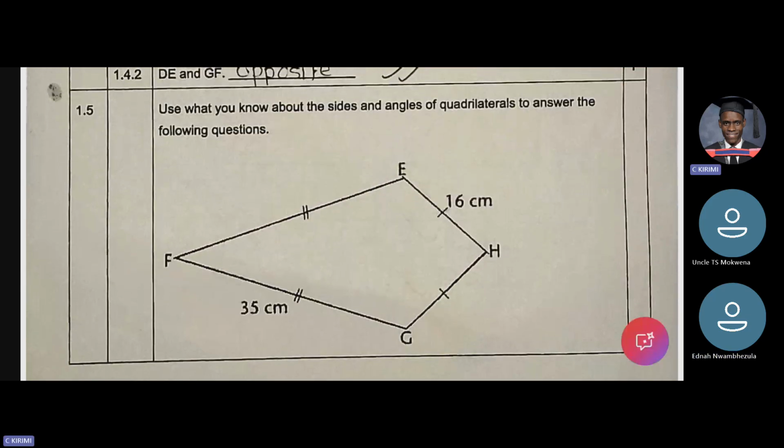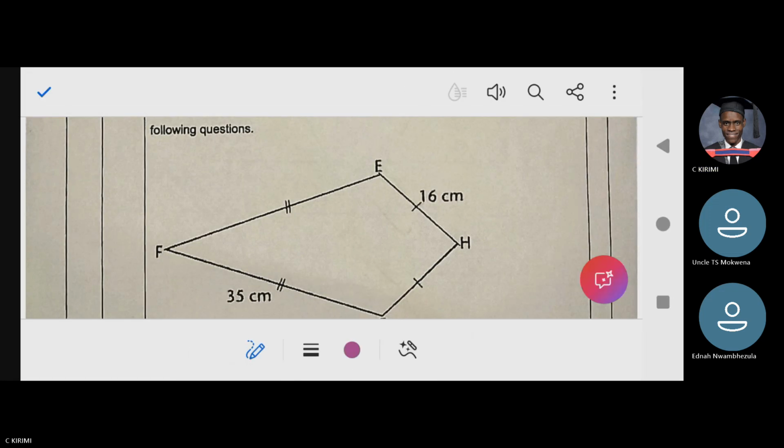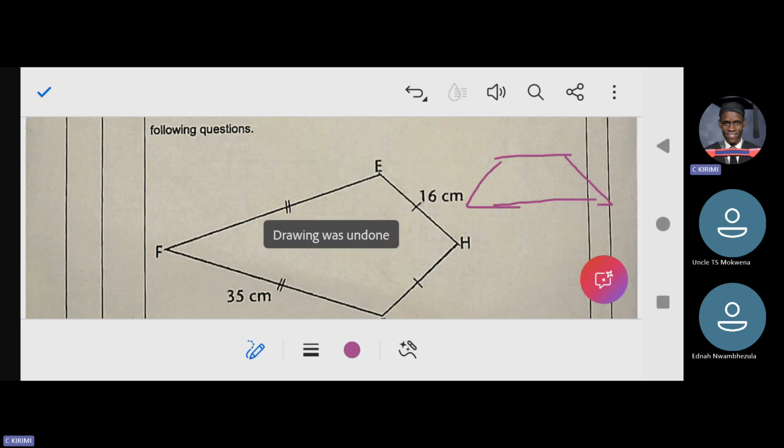Then for number 1.5, use what you know about the sides and angles of quadrilaterals to answer the following question. So that's why I said know the properties of all quadrilaterals. A trapezium is also a quadrilateral. So you must go again and revise the properties of a trapezium. It has only one pair of opposite sides which are parallel. This is a trapezium. It has one pair of opposite sides which are parallel.